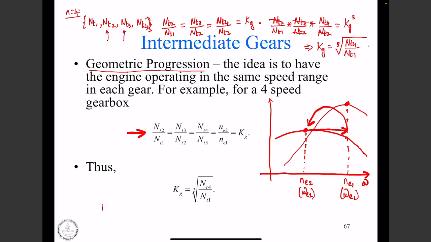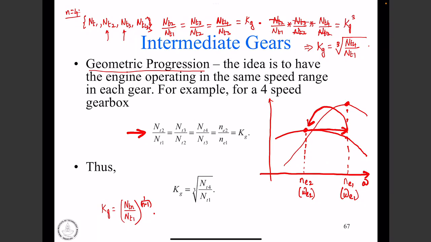In general, for an n-speed gearbox, this K subscript G will be equal to the n-1th root of NTN by NT1. So this is how we need to calculate K subscript G. In this case, n equals 4. That's why we took the cube root of this. So in general, K subscript G will be the n-1th root of NTN by NT1. So that is the general equation.